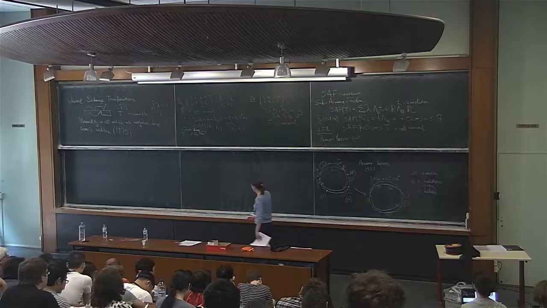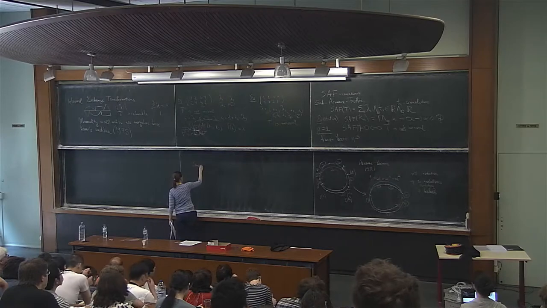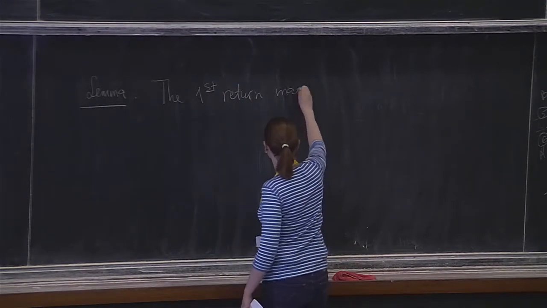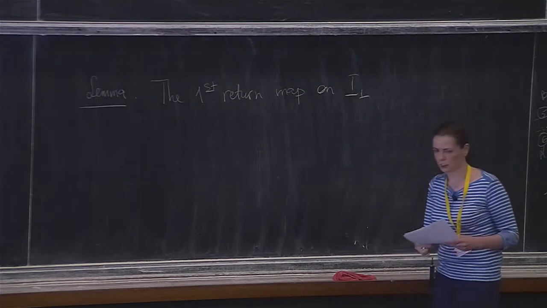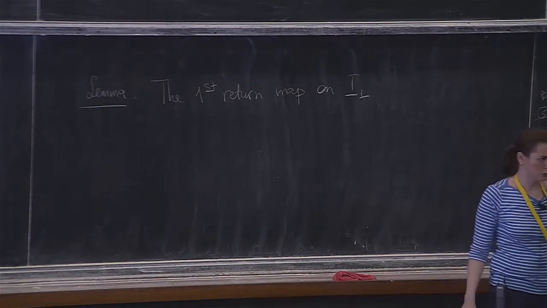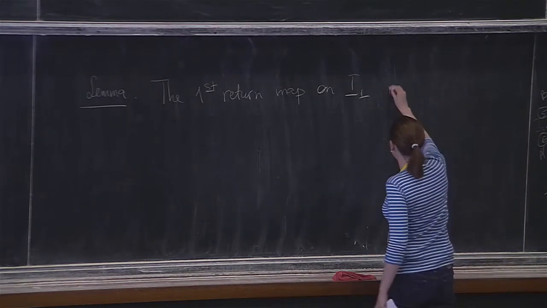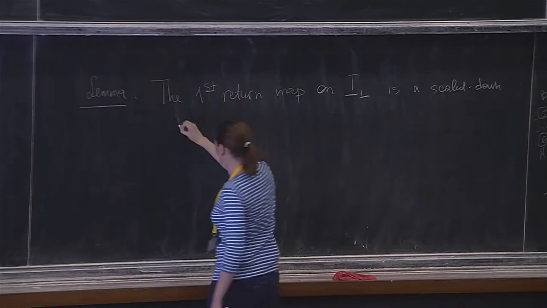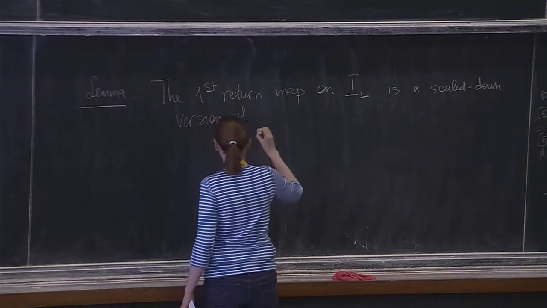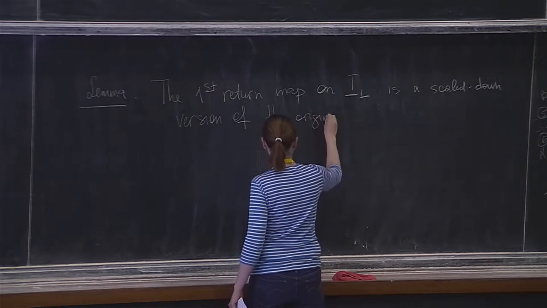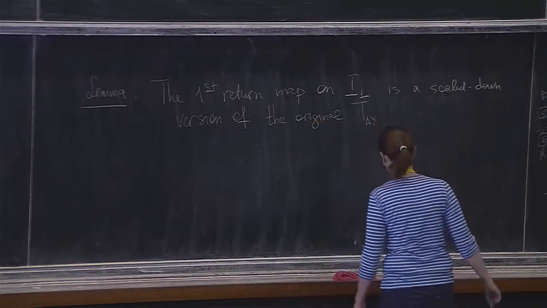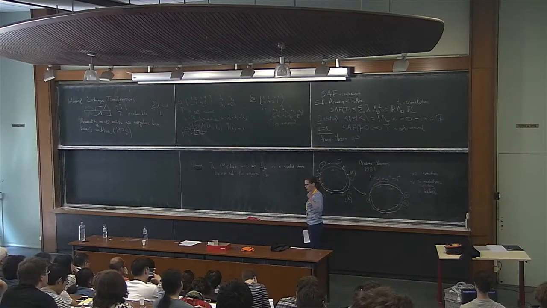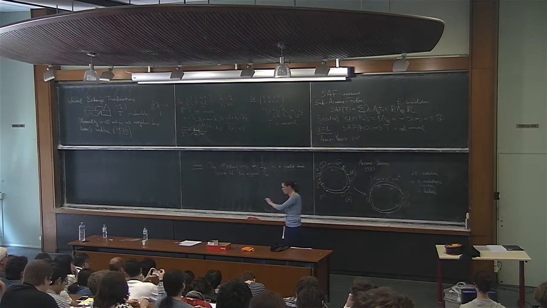I will write it down to make it more understandable. So lemma: the first return map on I1. I do not write it here, but you understand I made a point identification in order to have a first return map on a circle again and not on the interval. It is again a scaled down version of the original Arnoux-Yoccoz interval exchange transformation. I can prove it if you want, or we can delay the proof, because later I will generalize this construction and the proof will be completely the same. So maybe it's easier if I delay it slightly.